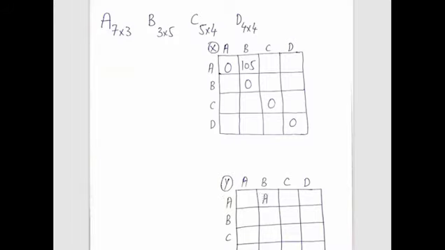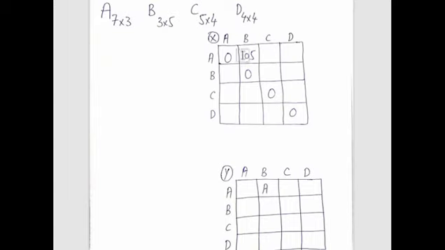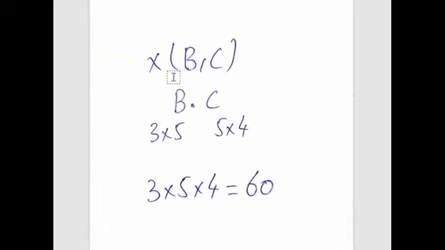Now we will find the next one. I have told you that we will fill the table in the diagonal manner, so the next is B to C. We have to multiply the matrix B with C. So we will perform the multiplication X of B comma C, which means that we have to multiply the matrix B with the matrix C. What are the dimensions of the matrix B? The dimensions are 3 into 5. And what are the dimensions of the matrix C? The dimensions are 5 into 4.